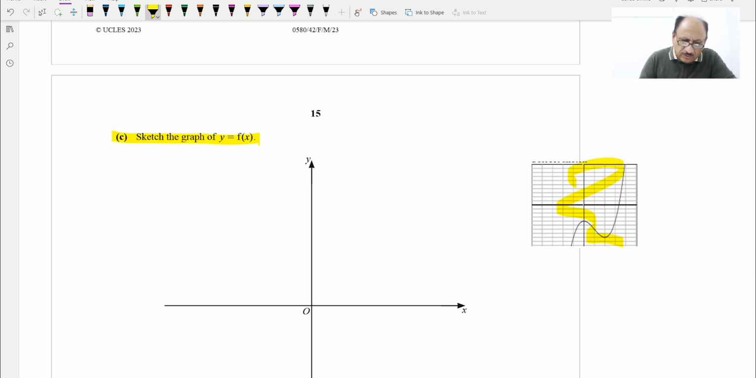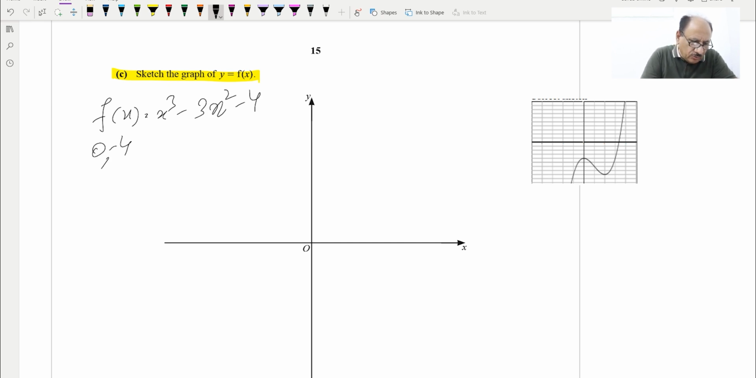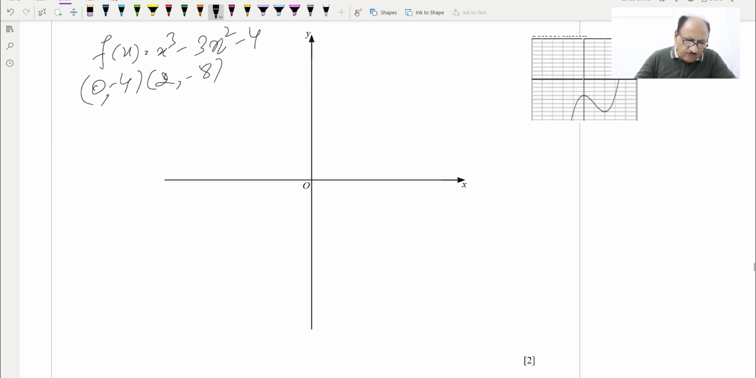Now for the next part, they are saying sketch the graph of y is equal to f of x. This is not part of the question, I will explain this. So we need to sketch the graph of f of x, which is x cube minus 3x square minus 4, and the points we have calculated are 0 and minus 4, and the other one is 2 and minus 8. These are the 2 points. So 0 and minus 4 is here, and the second point will be 2 and minus 8 over here.